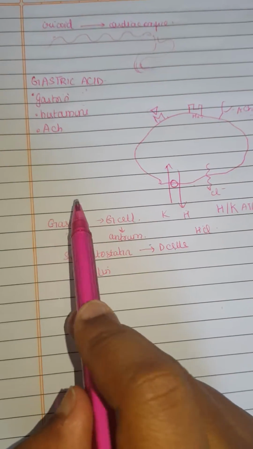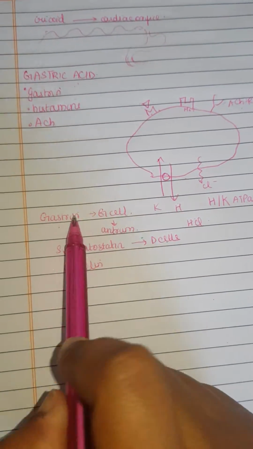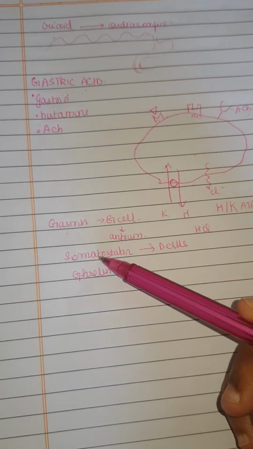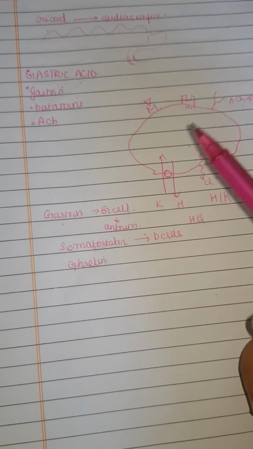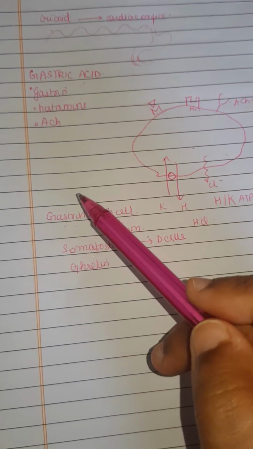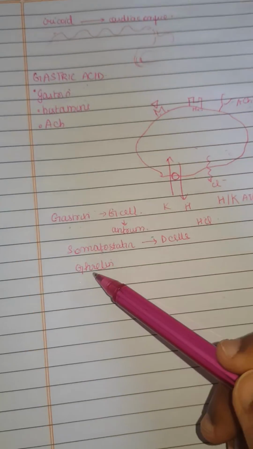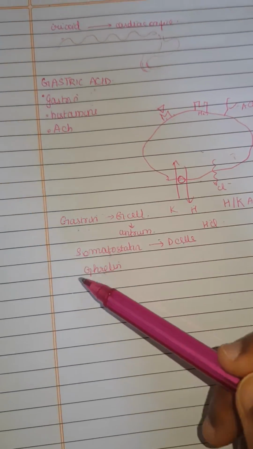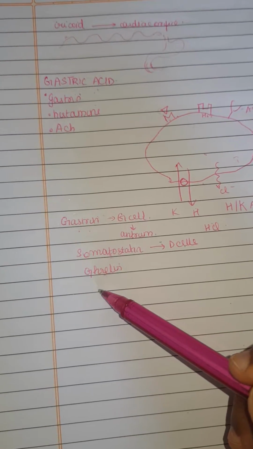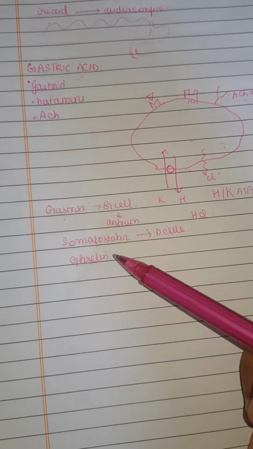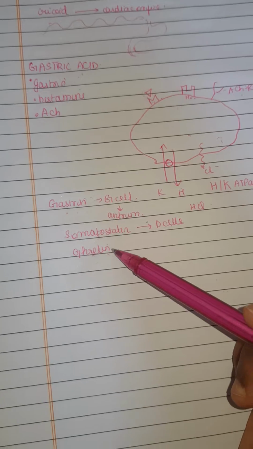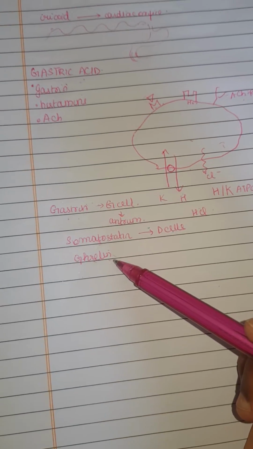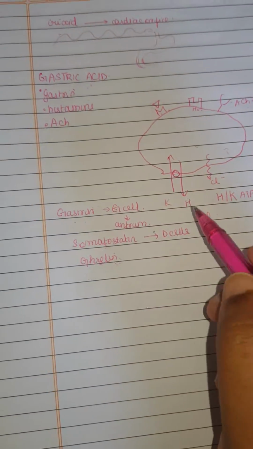Gastrin stimulates the secretion of acid. Somatostatin inhibits the secretion of acid. Gastrin also stimulates mucosal growth. Ghrelin again stimulates the secretion of acid, and it also increases the appetite and increases the movement of food, or gastric emptying. Next we'll talk about the protective factors.